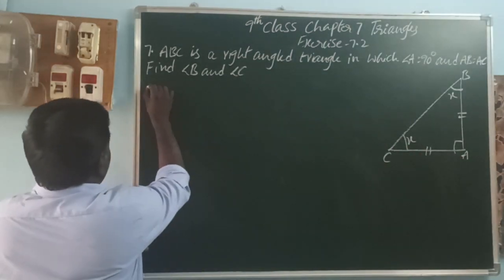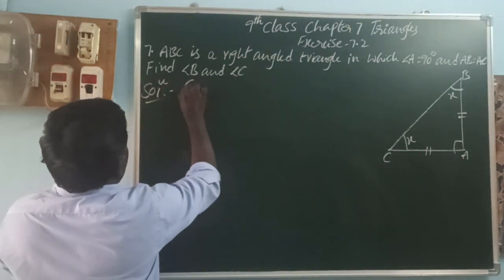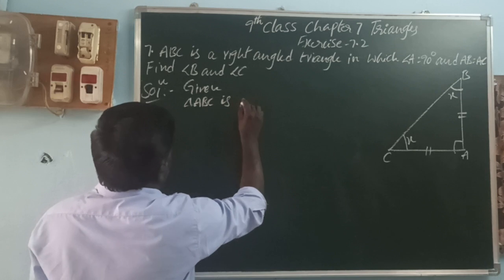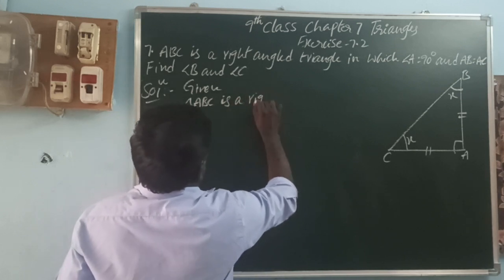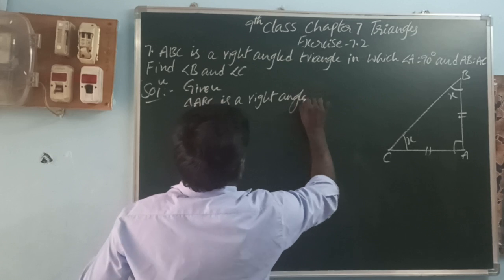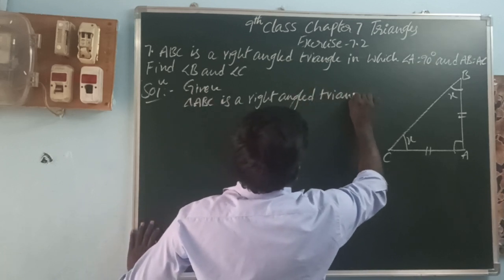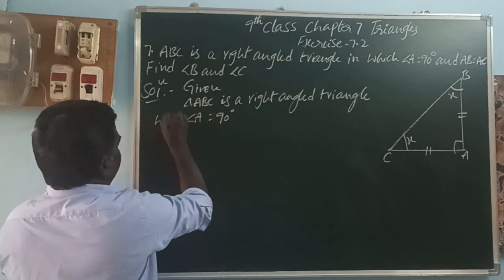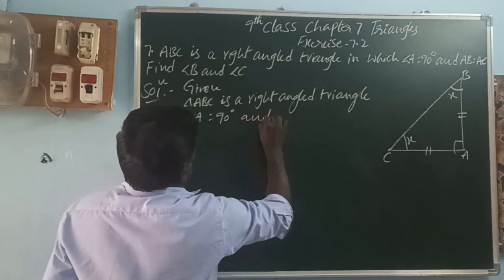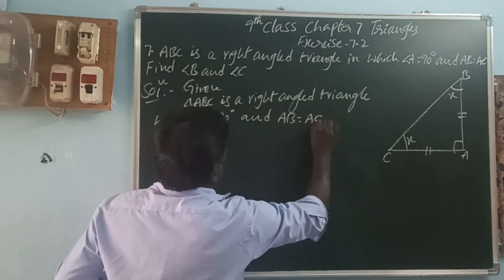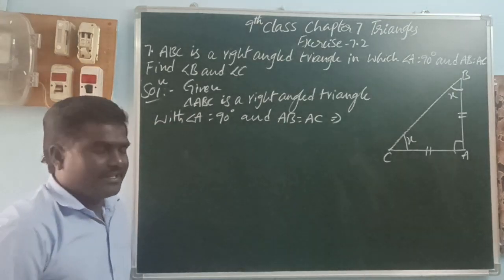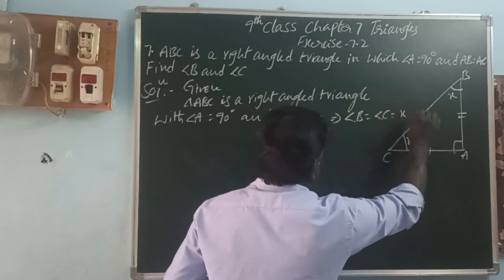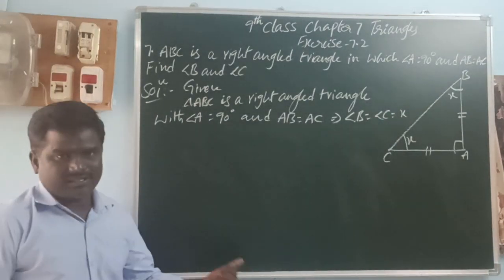So here, given triangle ABC is a right angle triangle and A is equal to 90 degrees and AB is equal to AC. So then AB is equal to AC, then angle B is equal to angle C. So let us take each angle as x.